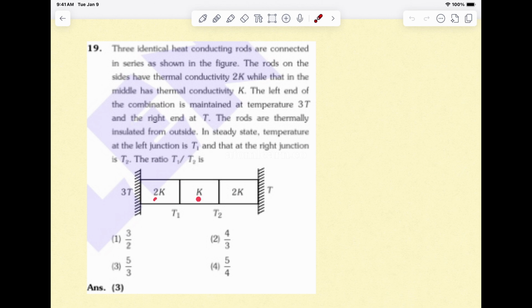Therefore, the total comes to 1 plus 2 plus 1 is equal to 4. Now for 4 resistance, the drop from 3T to T is 2T. 2T drop for 4 resistance. Therefore, each unit of resistance means half T drop. And therefore, this is 1 is to 2 is to 1, so the drops are half T, 1T, half T. Half T drop means 3 minus half is 2.5 T here, and then 1 drop here gives 1.5 T. Therefore, the ratio asked for is the temperature ratio between this and this, 2.5 by 1.5, 5 by 3. Tick it. This is the way I want you to solve the problem.